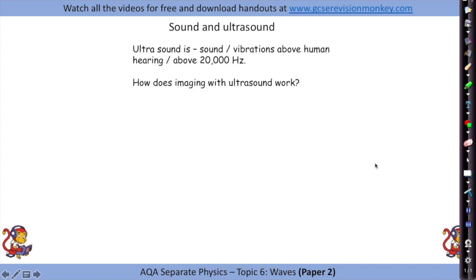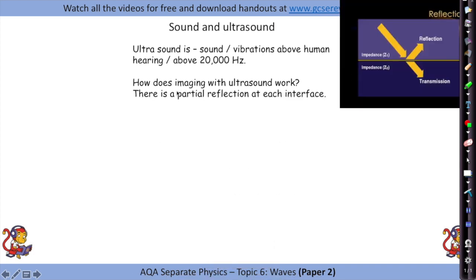Okay, so what is ultrasound then? So ultrasound is sound or vibrations above human hearing, or above 20,000 hertz. That's the number you need to know. So how does ultrasound imaging work? Well, there is a partial reflection at each interface. So ultrasound is what they might use with unborn babies to look at them. There's a partial reflection at each interface.